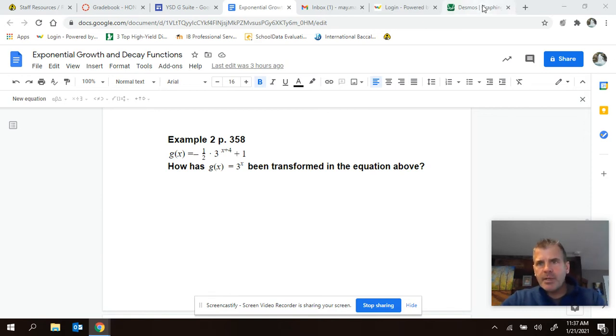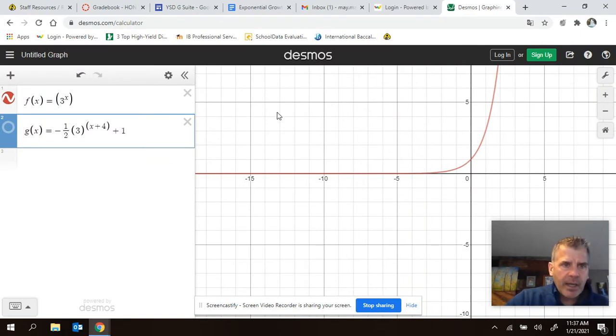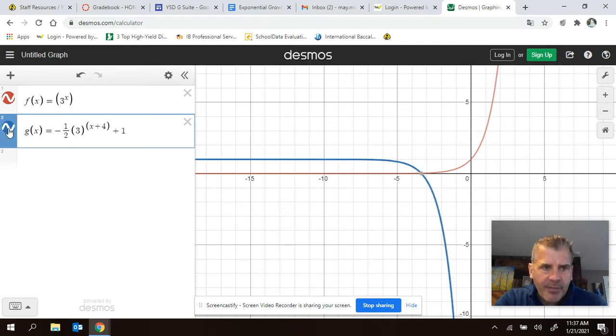So let's go over to Desmos and see what's indeed happened here. We have our base function, 3 to the x, I'm calling that one f, like that's the beginning function. And then it's been transformed into g. So we've got that negative 1/2, 3 to the x plus 4 plus 1. I would definitely say if we have that negative 1/2 there, it's going to flip it over. So it definitely has flipped. Not only has it flipped over, it has definitely been slid to the left and then up.